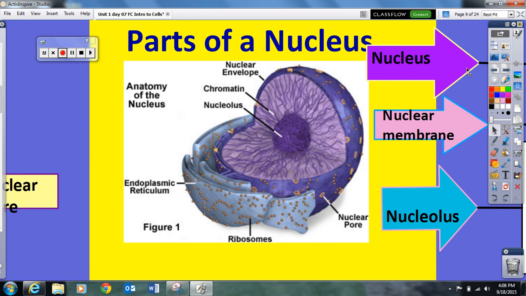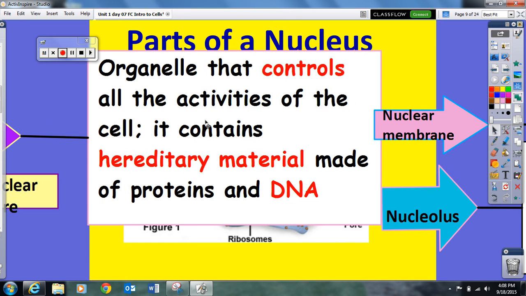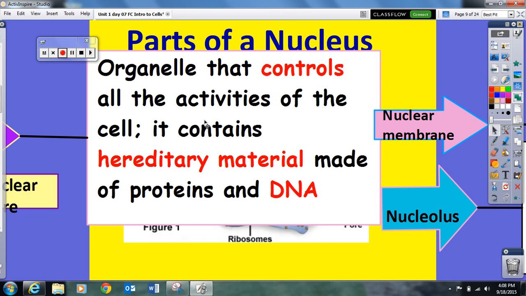Parts of the nucleus. We're going to start with the nucleus itself as a whole structure, and it's the organelle that controls all activities of the cell. It contains the hereditary material, and it's made of protein and DNA.